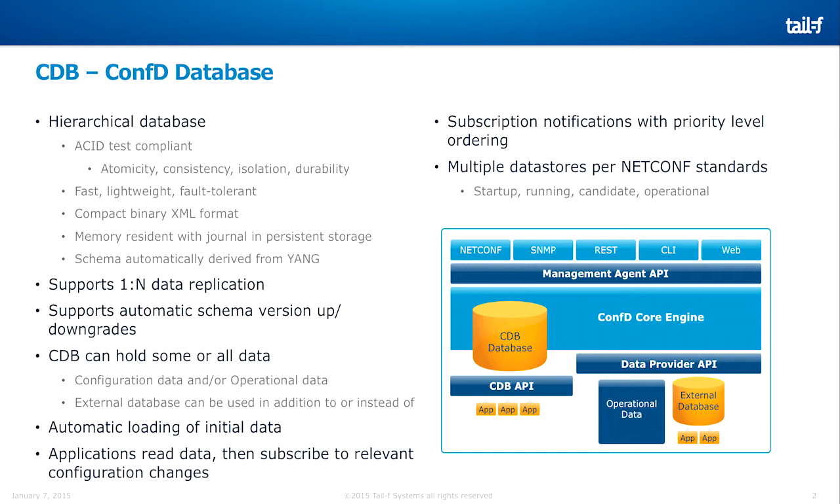Your applications, when they're working with CDB, will initially come up, read their configuration from the database, and place subscriptions which tell CDB, if this area of configuration data changes, please notify me of the changes. Those subscriptions support having priority levels assigned to them so you can control the order in which your subscribers are notified. Also, CDB contains multiple data stores as driven by the NETCONF standards. There are the concepts of startup, running, and candidate data stores in CDB. These are transactional data stores which can hold your configuration data. The fourth data store is for operational data. It's an atomic data store because the atomic model matches the needs for storing operational data better than a transactional model.